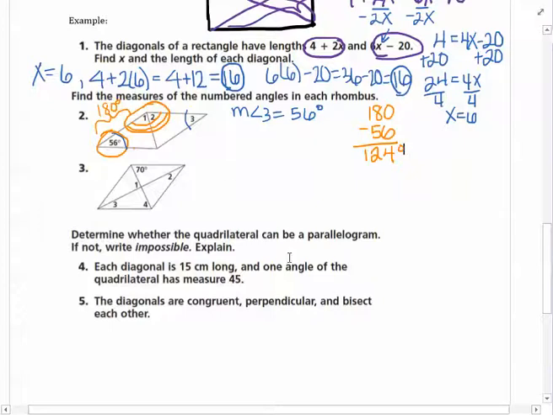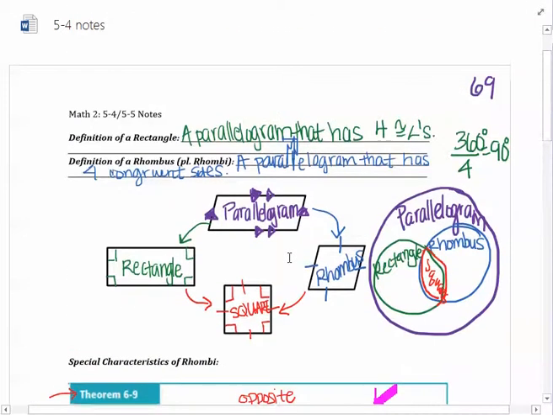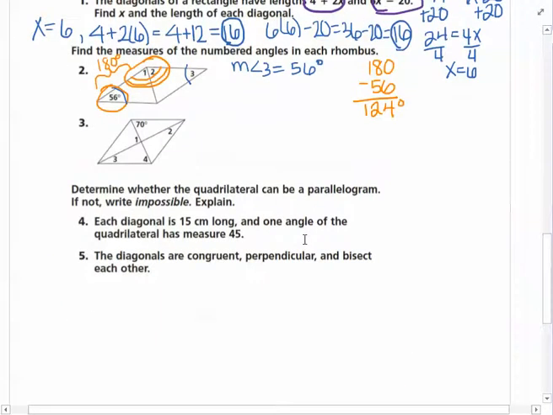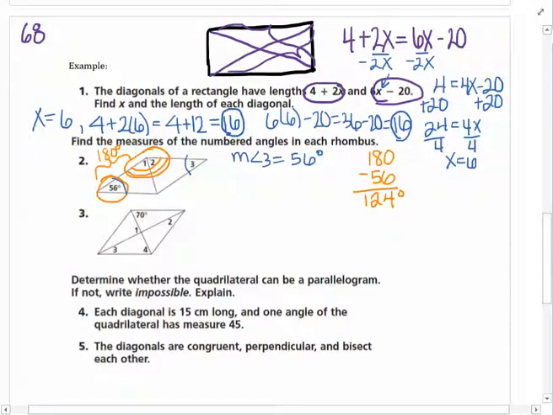But I need each angle, angle 1 and angle 2. So remember that in a rhombus, which they told us this is, the opposite angles are bisected by the diagonals, which means angle 1 and angle 2 are equal, they're congruent. So I'm just going to take this 124 and cut it in half. That gives me 62 degrees. So that's what each of those angles has to equal.